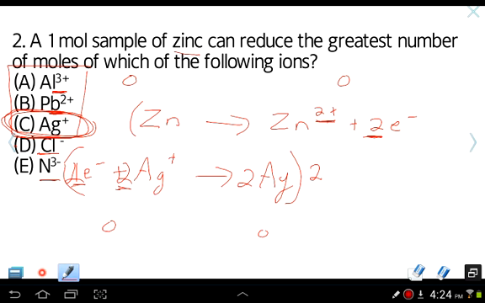So be able to put these reactions together. Remember, when you put them together, then the electrons cancel out. And finally, you just write zinc plus 2 silver producing zinc 2+ plus silver neutral. And then this whole reaction is in fact balanced. So be able to combine half reactions.